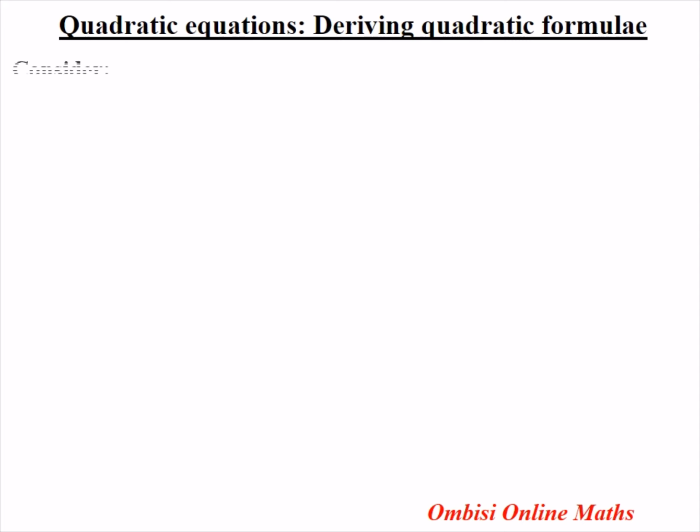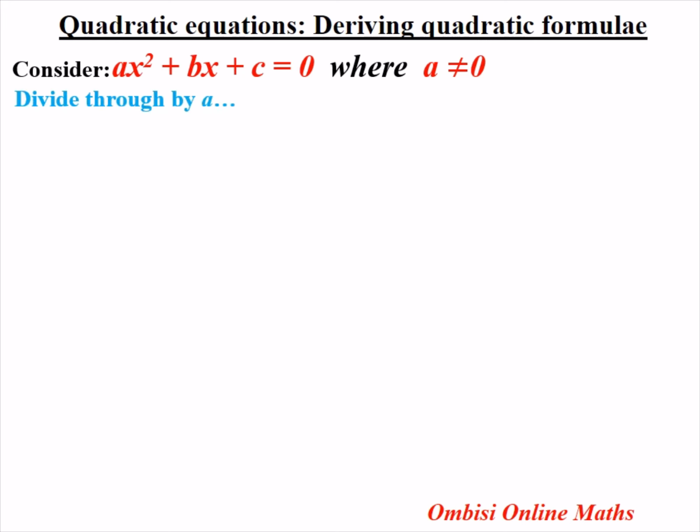Now, consider a quadratic equation ax squared plus bx plus c equals 0. This is a quadratic equation where the value of a is not equal to 0, because when a equals 0, it becomes a linear equation and will no longer be a quadratic equation. So where a is not equal to 0, we divide through by a. When you divide through by a, you end up with x squared plus b over a x plus c over a equals 0, since 0 divided by a is just 0.